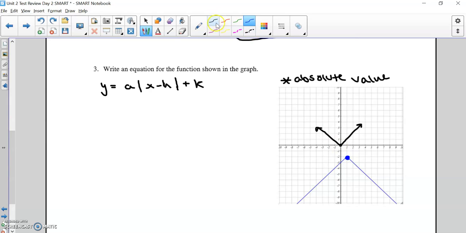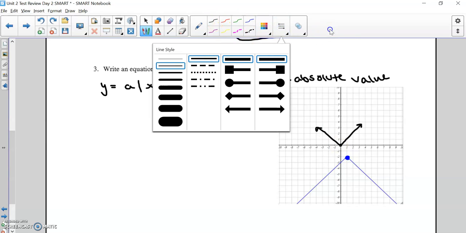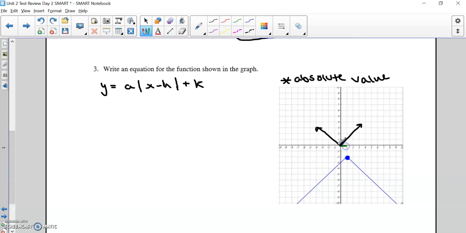So we can tell that it moved to the right by 1, right? From black to blue, we moved right 1. And that gives us an h value of negative 1, because h is always opposite. We can also see that we moved down by 2. Up and down is our k, and k is going to be negative 2.